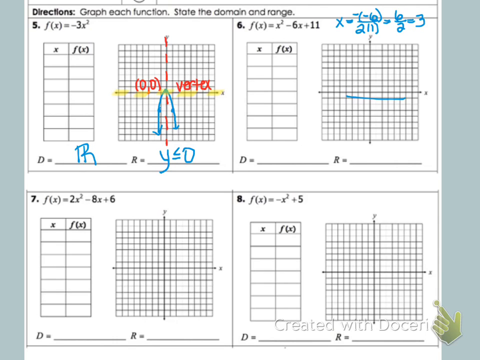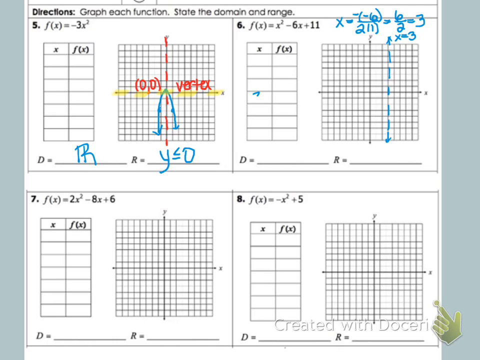So my axis of symmetry I'm going to put on the graph. It's a vertical line through 3. There's 3 right there. And I just extend that out. That's my axis of symmetry. It's going to be the reflecting line for my parabola. x equals 3. And now I'm going to find the rest of the vertex.